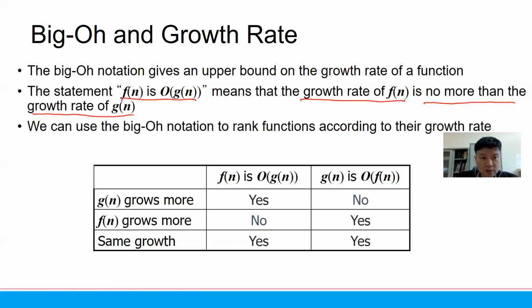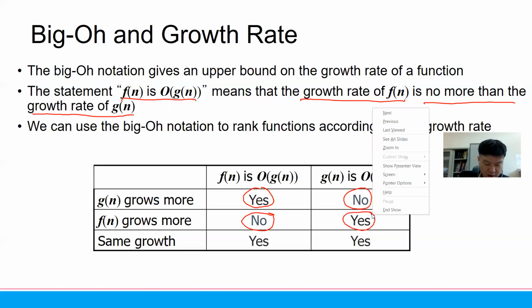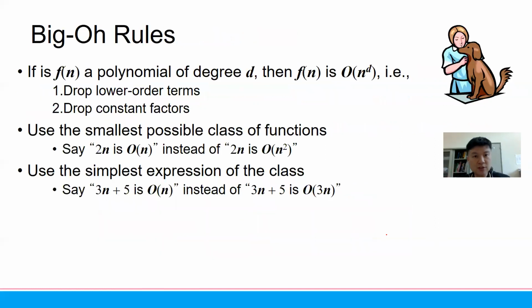So you can use the big O notation to rank functions according to the growth rate. If g(n) grows more, then f(n) is O(g(n)): yes. But is g(n) O(f(n))? No. If f(n) is growing more, then f(n) is O(g(n)) is no, but g(n) is O(f(n)) is yes. However, if they are growing at the same pace, we have yes and yes for both of those. Let's see some more examples later.